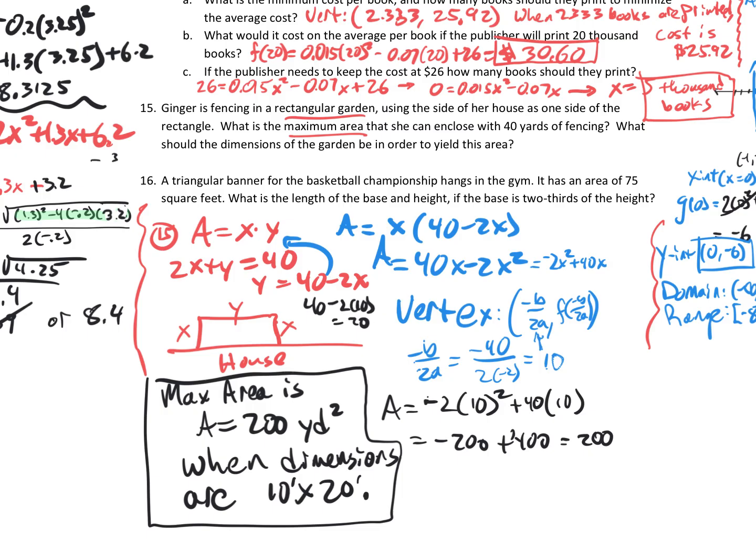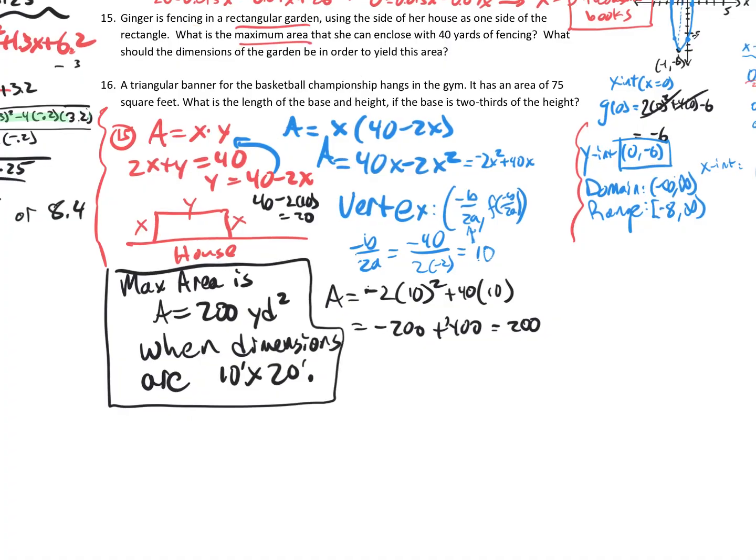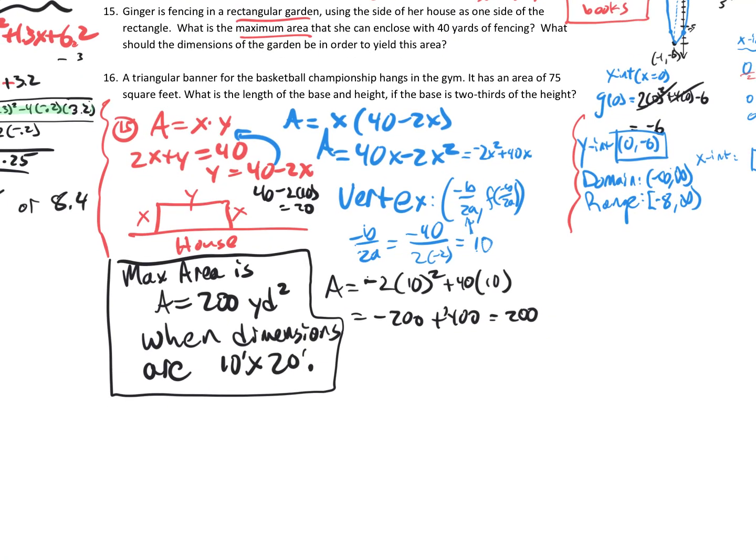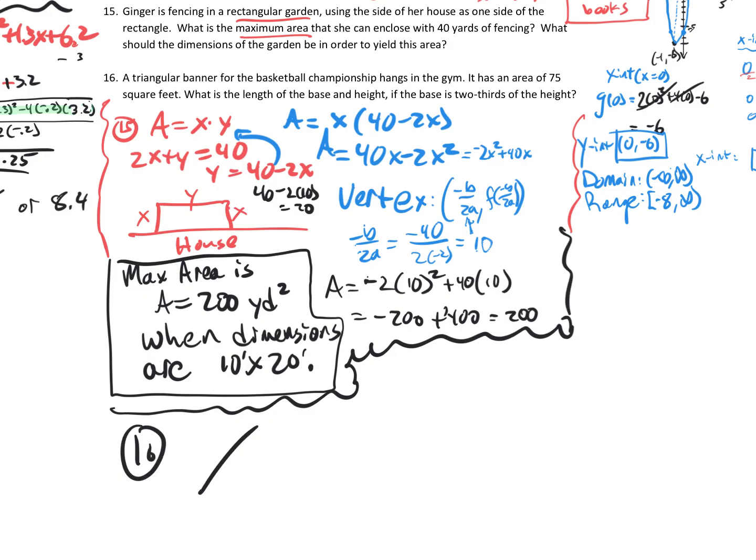Okay. All right, one more. We got a triangular banner for a basketball gym that hangs in the gym. It has an area of 75 square feet. What is the length of the base and the height, if the base is 2/3 of the height? All right, well, one more. Here's 16. So we've got a triangle. Doesn't really matter what the triangle is because the area formula is 1/2 base times height.